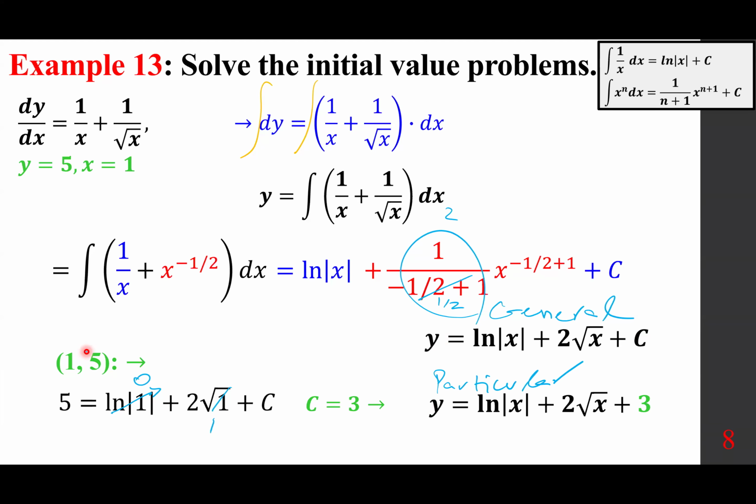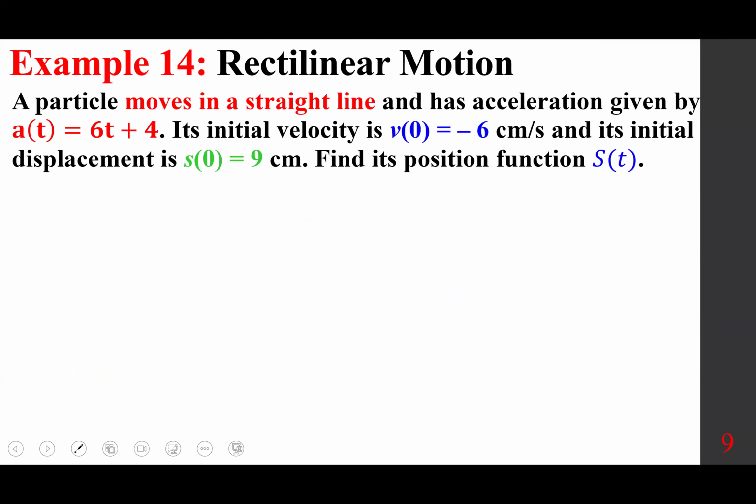So integration, anti-differentiation, fairly nice and easy. Rectilinear motion: a particle moves in a straight line and has the acceleration given by a of t equals 6t plus 4. Its initial velocity, v of 0, is negative 6 centimeters per second, and its initial displacement, s of 0, is 9 centimeters. Find its position function, s of t.